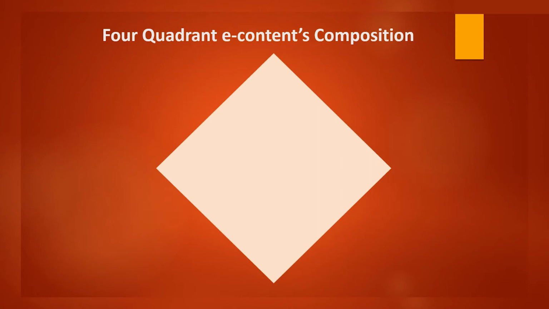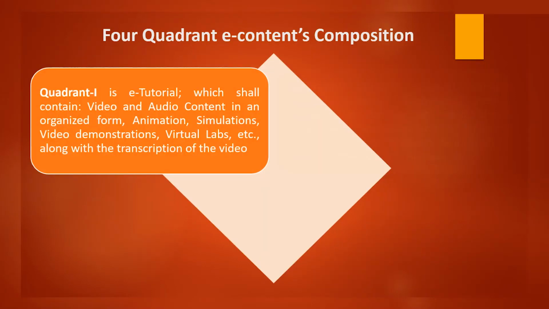Now we talk about the 4-quadrant e-content composition which has been prescribed by UGC. Now quadrant 1 is e-tutorial, which is the actual video of the e-content, and UGC actually wants that this video should not just have a teacher talking to a camera, but almost 80% of this video should have things like graphics, some photographs, some other videos, maybe animation, maybe simulations, maybe anything else which can complement what is being said by the teacher.